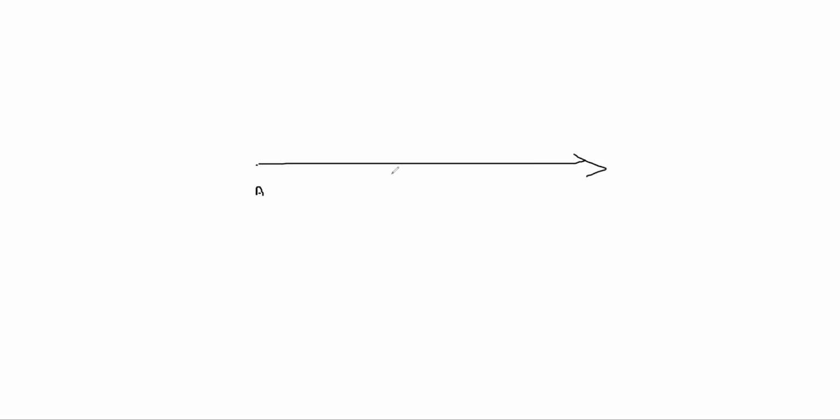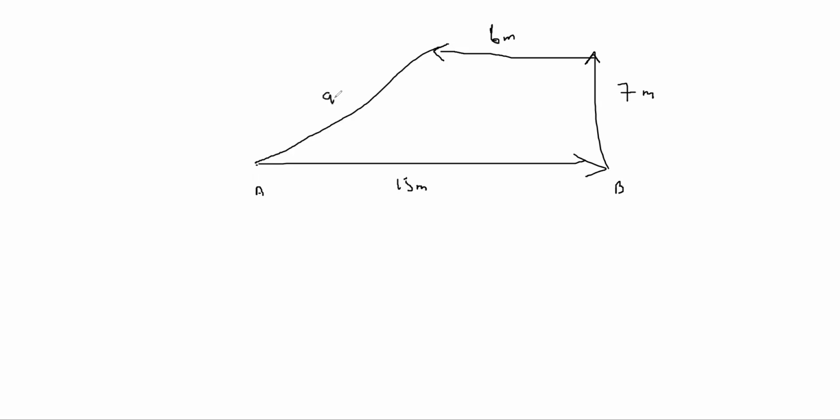An object travels from A to B, covers 15 meters. Then moves from B to C, covers 7 meters. Then 6 meters. Then 9 meters. It returns back to A. What is the distance traveled by the object? The object moves from A to B, then B to C, then C to D, and again returns back. So 15 plus 7, 22, plus 6, and then 9, so it will be 37 meters.